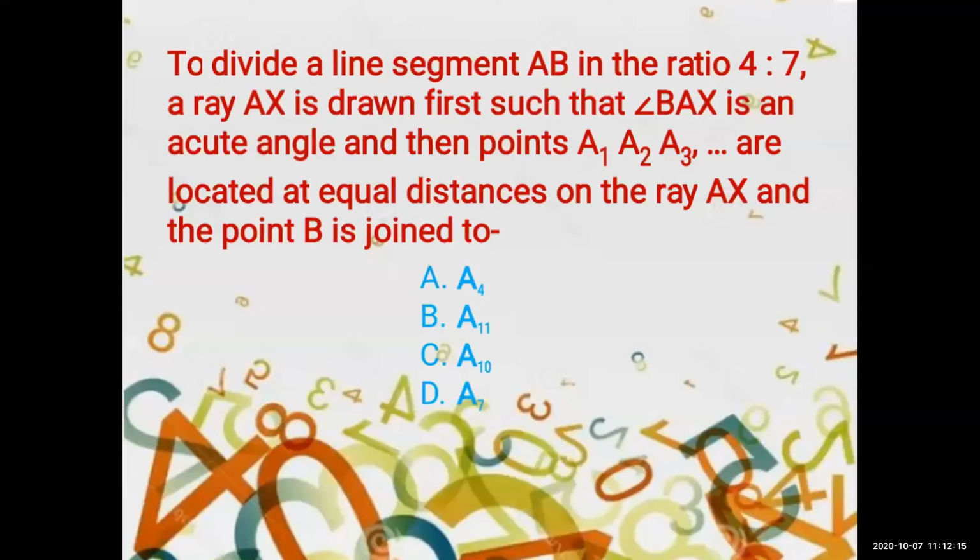Okay, again I'm repeating the question. To divide a line segment AB in the ratio 4:7, a ray AX is drawn first such that angle BAX is an acute angle, and then points A1, A2, A3 are located at equal distance on the ray AX, and the point B is joined to option A, A4, option B, A11, option C, A10, option D, A7.